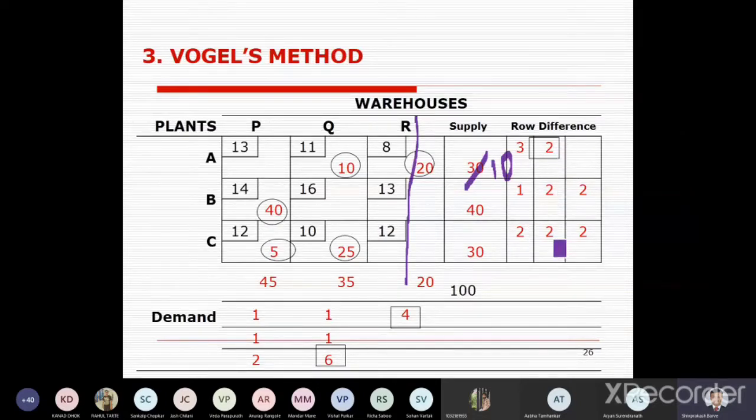So you can see there is a tie. You can see three figures are the same, that is 2, 2, 2. So consider any one. I have considered this one, but you can consider any other, and then also you will get the same answer.